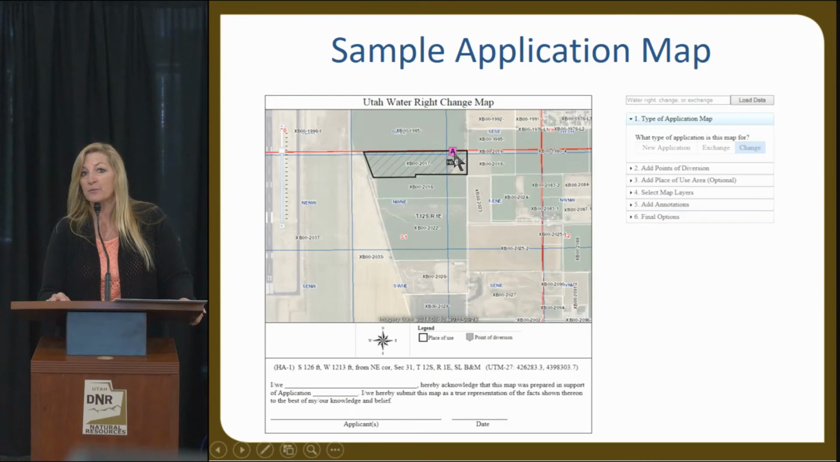This A here, this pink, that is your point of diversion. And that list down here will tell you that point of diversion by public land survey. That should exactly match your application.